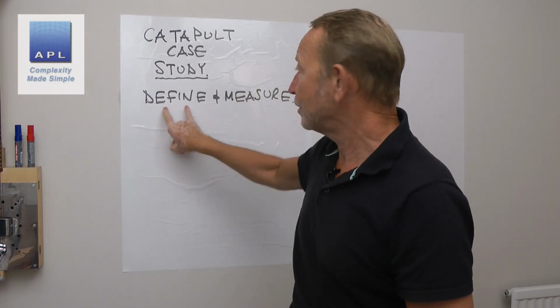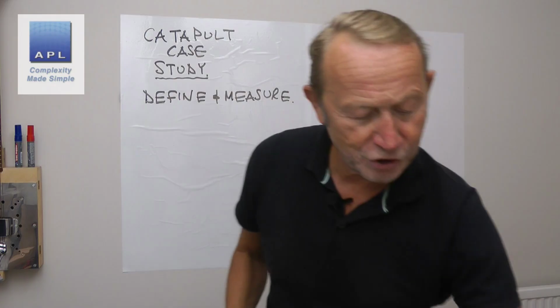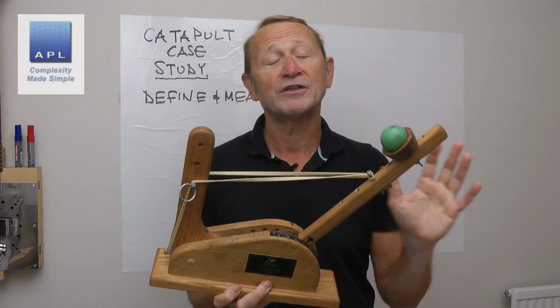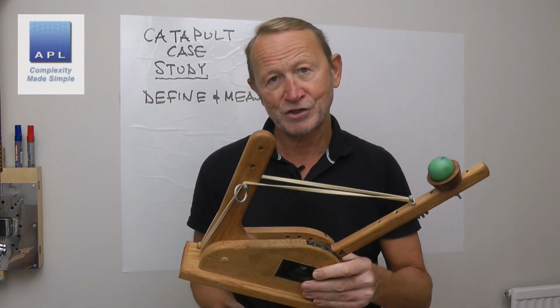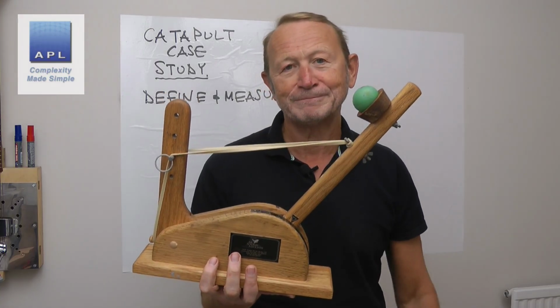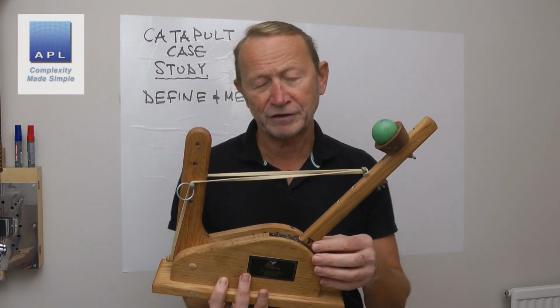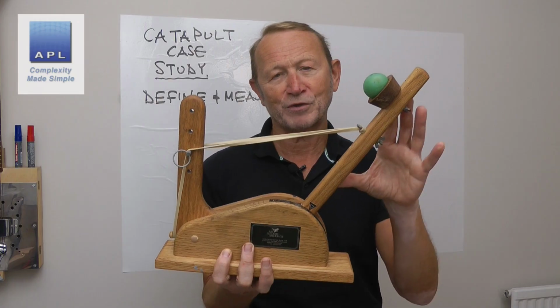So first thing is, we're going to define the problem. Now we're going to assume that I've been given this process and I've been told that it's got a massive defect rate and it's my job to get rid of it. So the first thing we've got to do is define the state of the problem, and we're going to do the define and the measure together, because I have to collect some measures to find out what the problem is.